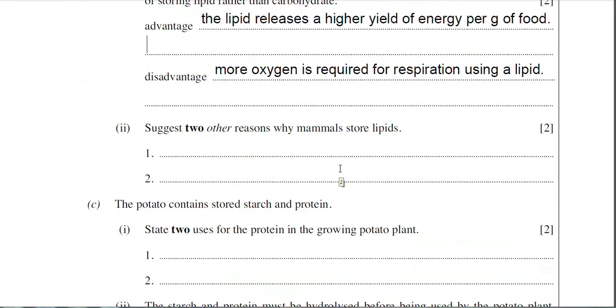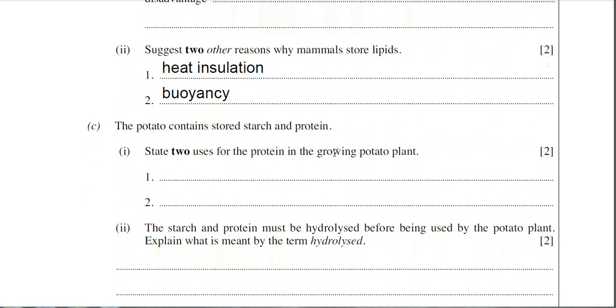The other things, of course, would be buoyancy. There are aquatic mammals that require buoyancy. And again, protection of body organs. All right, so there's quite a lot of uses that you could have put in there. There we go, I've decided to put heat insulation and buoyancy for my answers.